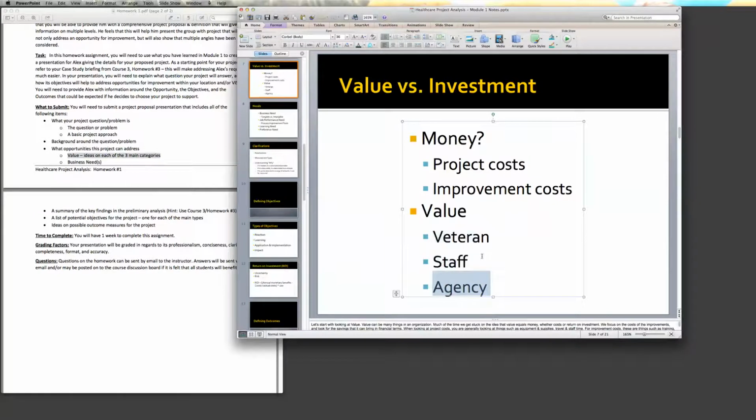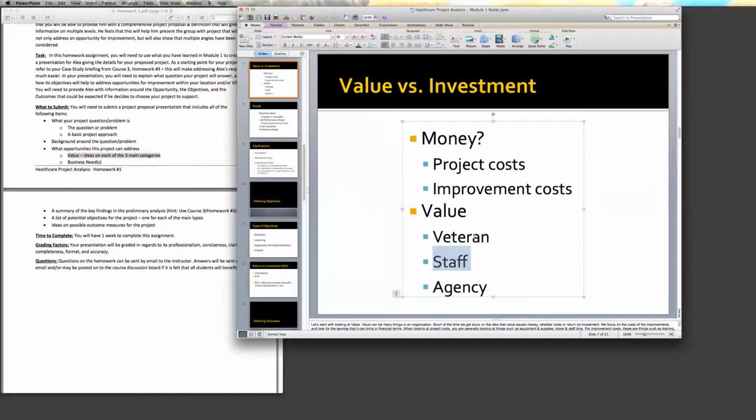Now, a lot of people get focused on the veteran and the agency. Veteran is usually the number 1 that we look for value on. Agency is usually second. Most people forget about the staff. And as all of you know, as staff, if you forget about the staff, things can go wrong in a big hurry. So we need to show value to the staff because they're the boots on the ground. They're going to be the ones implementing this.